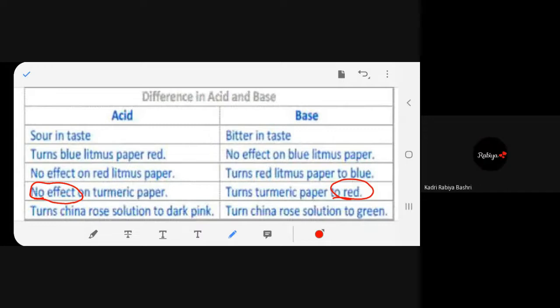Yes, ma'am. Okay. Then let's come to China rose. So if I put it in acid, it becomes red, dark pink, or orange. So China rose will change to red, dark pink, or orange. And in base, it will turn to green. Is this clear? So all the things are cleared up, beta? Okay?